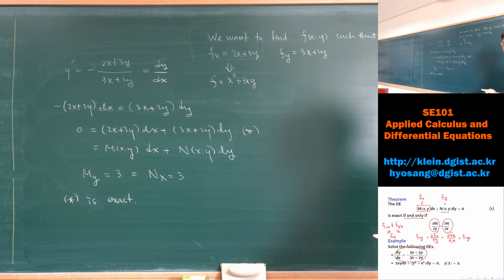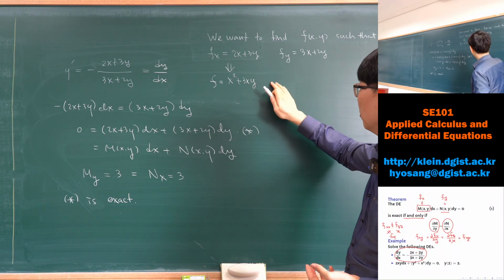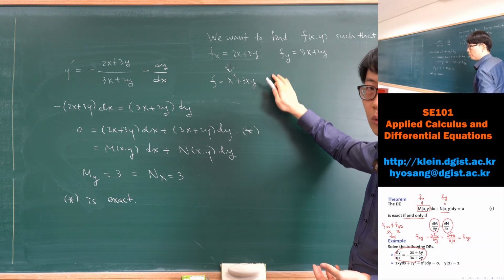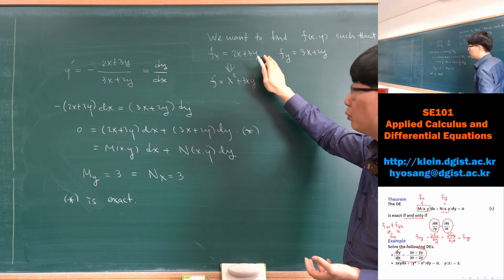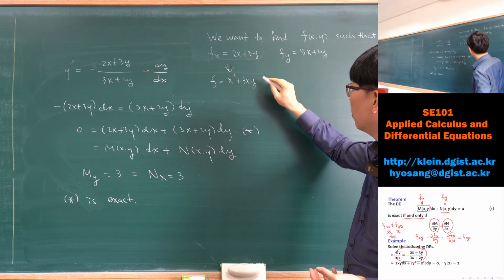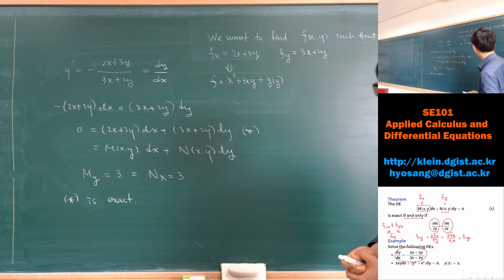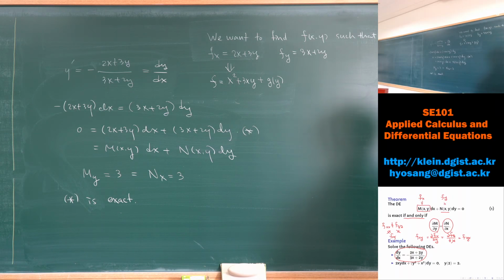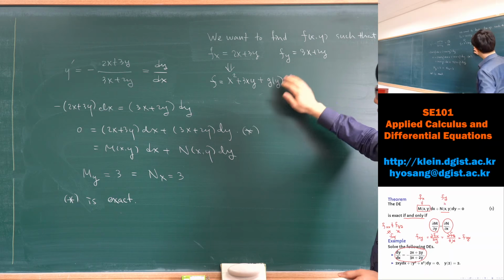And there could be another term in terms of y, because if I had a term that consists only of y, then by taking a partial derivative with respect to x, that will disappear here. So I can imagine that there could be a term solely in terms of y. And let's compare that with this one.